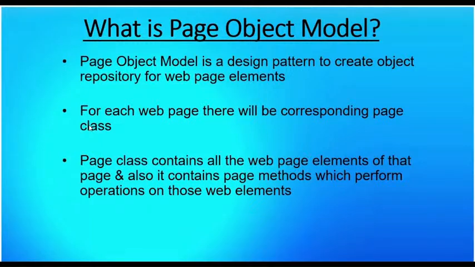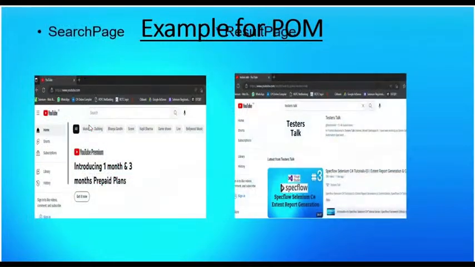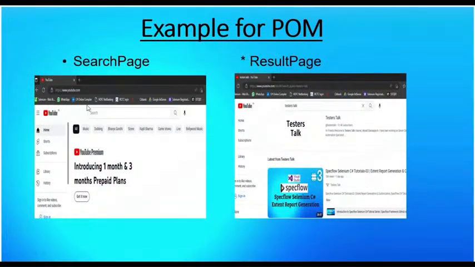Let's take an example of youtube.com. Here I have listed out two diagrams. First one is the search page. When you open youtube.com, you'll find one search text box. First you need to identify this particular search text box and keep it in the search page class. And if you want to perform the search functionality, you need to implement one abstraction method in the search page class itself.